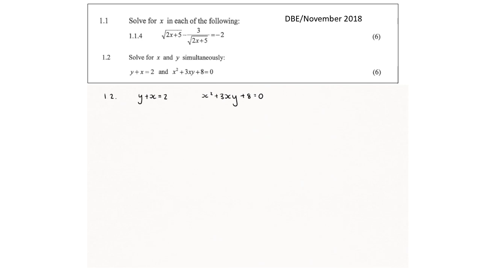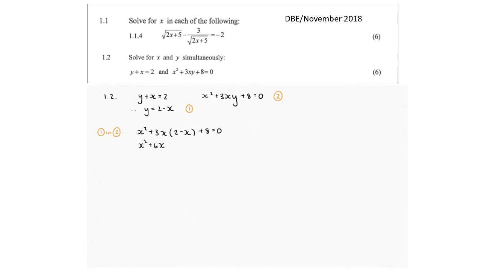In this equation you can isolate either y or x and then put this expression into the second equation. In this example I am going to isolate y. Y is then equal to 2 minus x, and I label this equation, equation 1, and the quadratic equation, equation 2. And now we put 1 into equation 2, so this then becomes x squared plus 3x times y, but y is equal to 2 minus x, plus 8 equals 0.